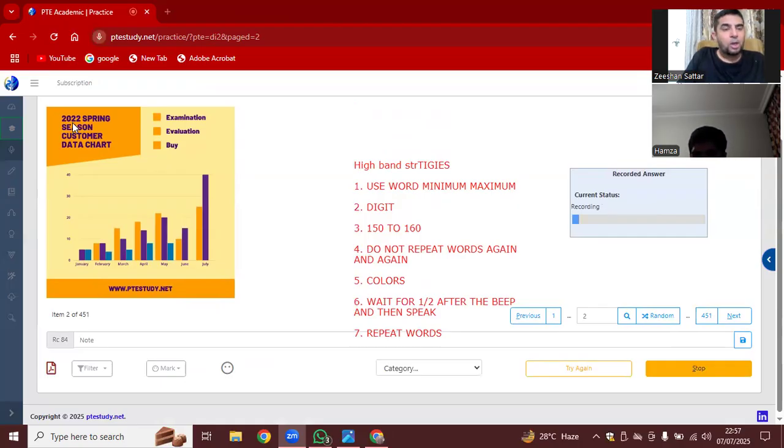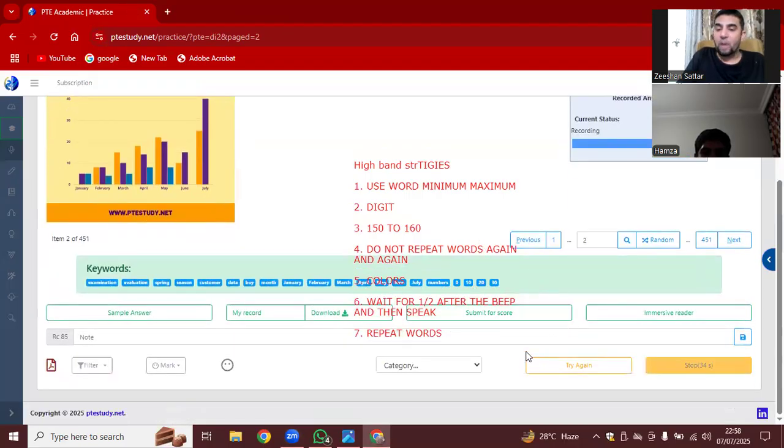The picture is about 2022 spring season customer data chart. The picture is also about examination, evaluation, and on the y-axis, digits are given 0, 10, 20, 30, and 40 as maximum, 0 as minimum. The x-axis contains the months which are January, February, March, April, May, June, and July. There are bars of multiple colors like purple, orange, and blue. There is www.ptestudy.net. Overall, the picture is very interesting.